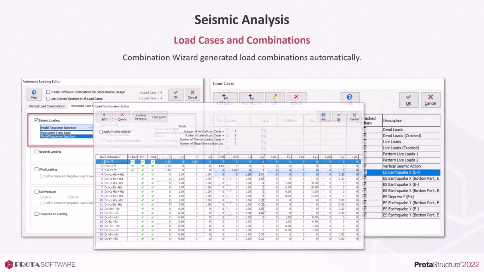Depending on the design code and seismic code you have selected, ProtaStructure saves you time and automatically generates the load cases and combinations. You just need to specify the gravity and lateral loading options. Combination factors are determined based on the selected code of practice. You can then customize the load cases and combinations further.